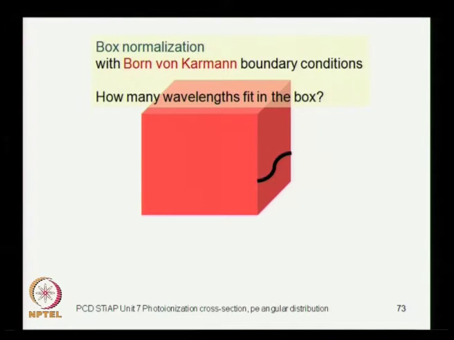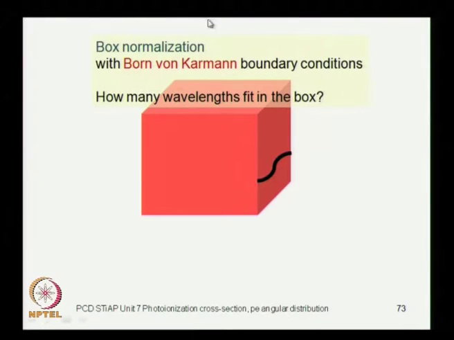To get this number n square dn d omega, we make use of box normalization, and this is tentative. One can do other normalizations. We have used Dirac delta normalization, but you can also do box normalization. Our end results will be independent of the normalization, so the normalization really goes off in the final analysis. We just use the usual Born von Karman boundary conditions and ask how many wavelengths fit into the box, because you have these continuum states which are not square integrable.